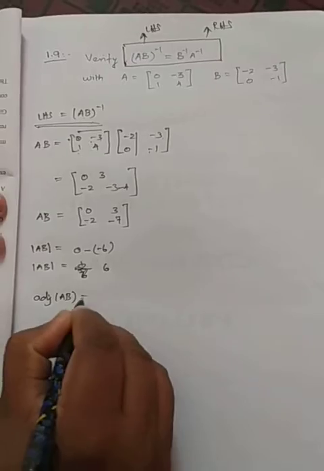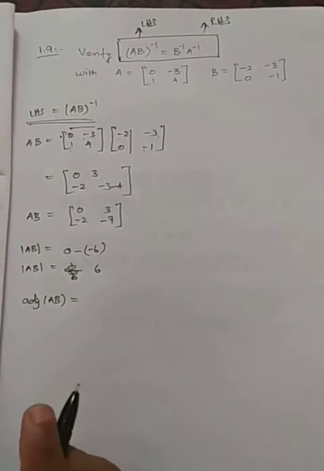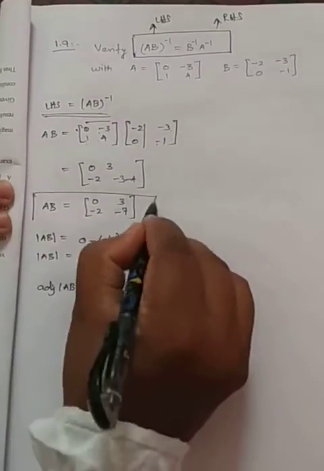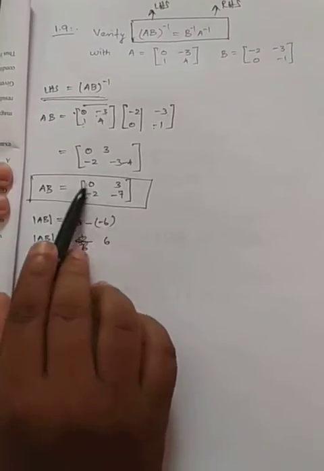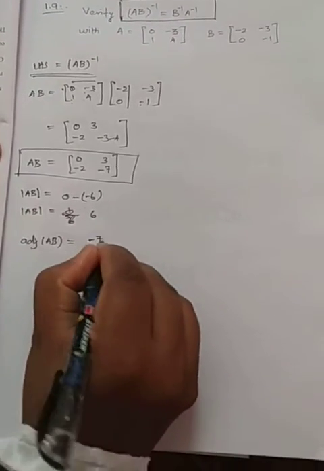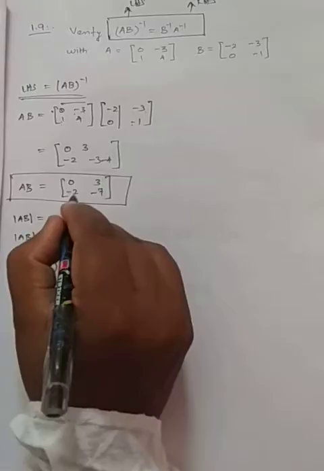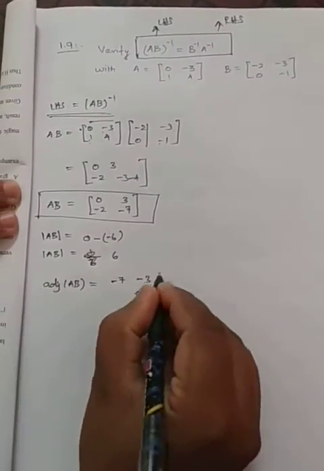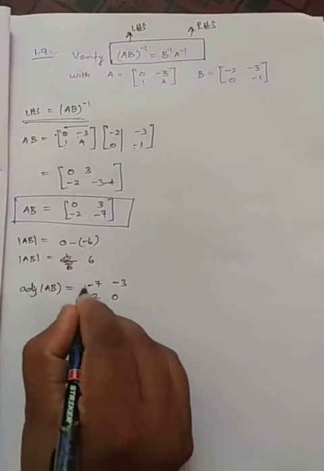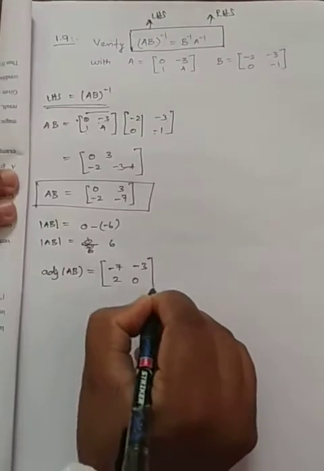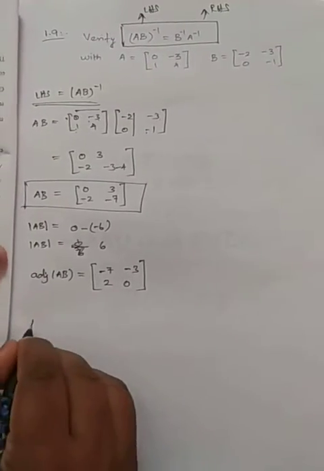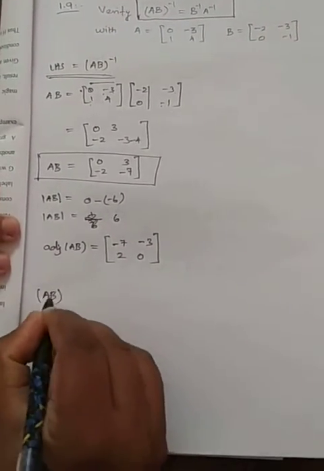Now after this we need to find the adjoint of AB. We need to find adjoint of AB. Already I told you how we are going to find the adjoint. This is the AB matrix. So exchange this one. So it will become minus 7, 0, shortcut method, and change the sign. Here plus is there, that's why it's a minus 3. Here minus is there, that's why it's a plus 2. That's the adjoint of AB. Now AB whole inverse we need to find.